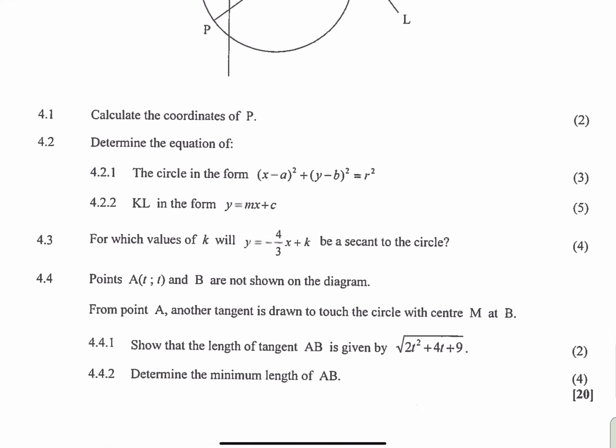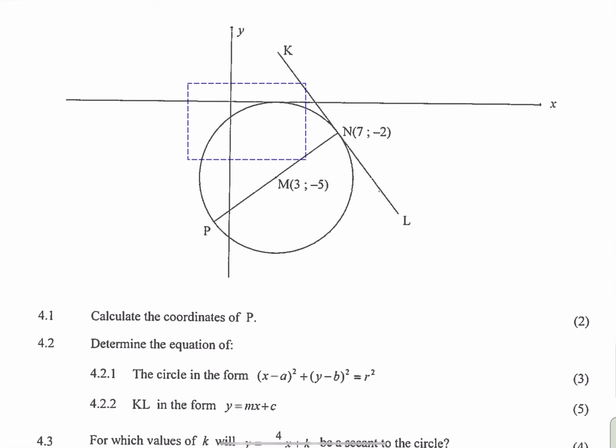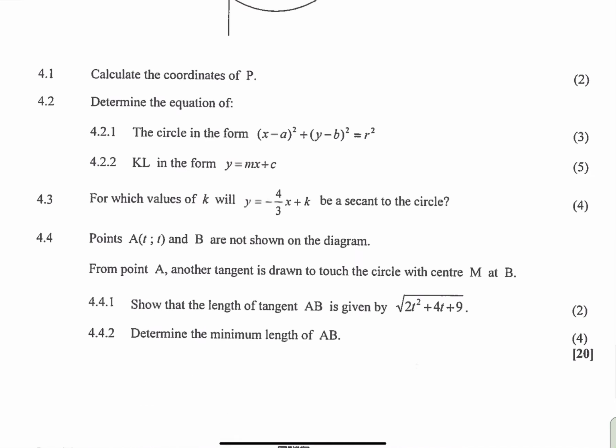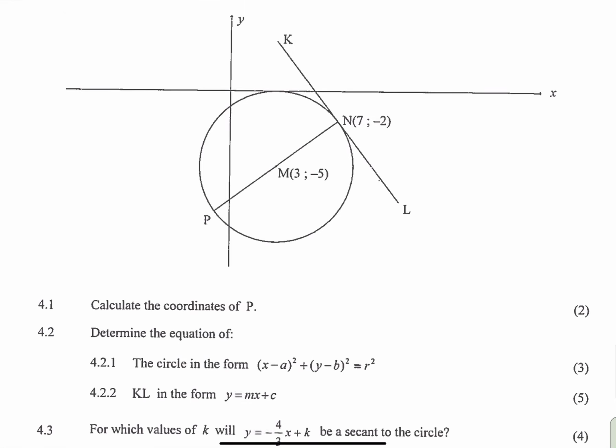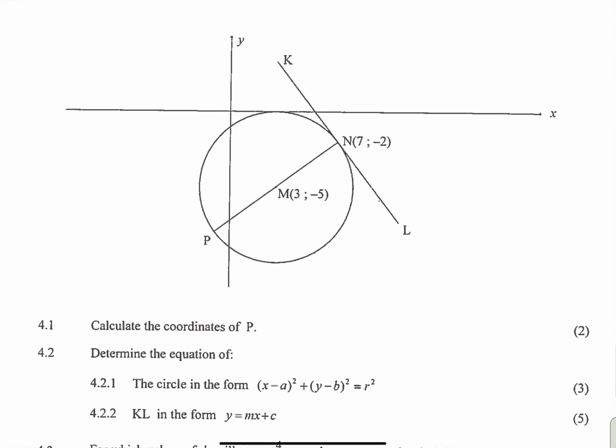Check something here. They say that the points A and B are not shown on the diagram, but from point A, another tangent is drawn to the circle with the center M. This is drawn to this circle primarily, just this circle, from point A, but the tangent now is at B. So think about it, guys. I can say to myself, if now I have a point A, let's first have a tangent at B there. Let's call it a point B in here.